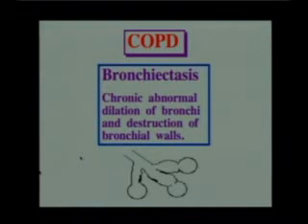And the third of the diseases I want us to look at is bronchiectasis. Bronchiectasis, by definition, is chronic abnormal dilation of the bronchi and destruction of the bronchial walls. This is probably the least common and the least likely to show up on NCLEX. I think simply knowing the definition will be sufficient for that.